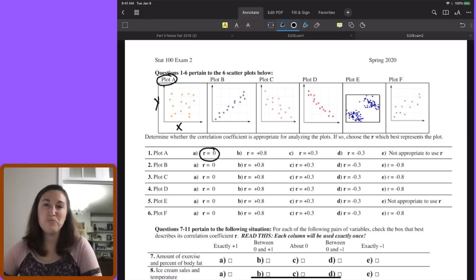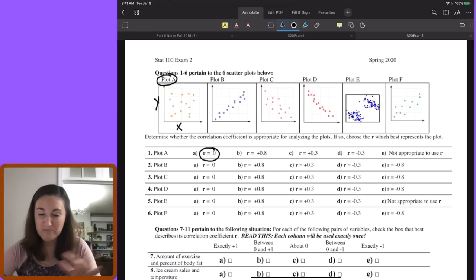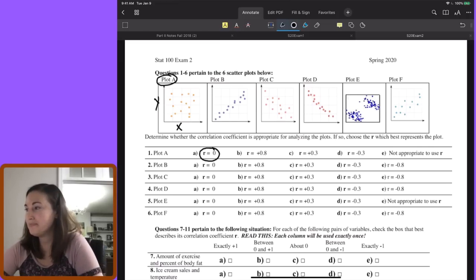Not appropriate to use R, that would be if there was a relationship, but it's just not linear. So here, R, the correlation, would correctly tell us there's no pattern in plot A. There's no relationship between X and Y.